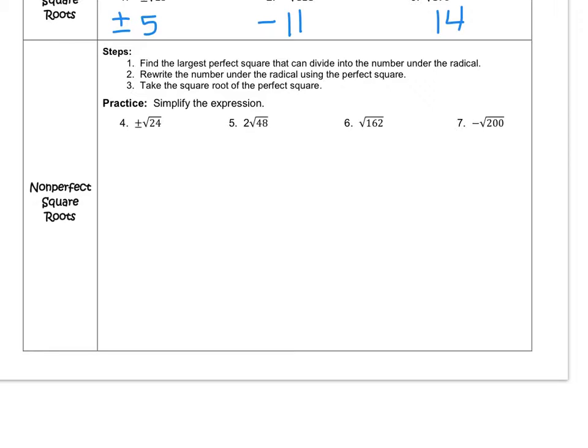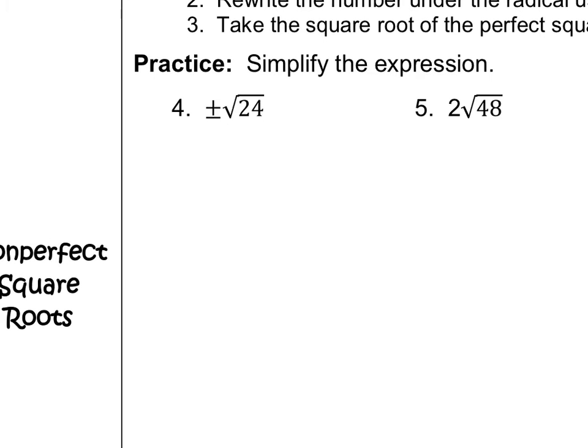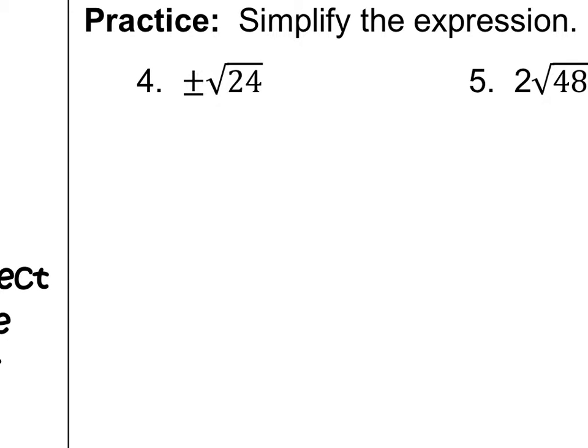The way that we do this is we follow these 3 steps right here. What we're looking for is the largest perfect square that's under here, and we're going to break this down into a multiplication problem. So this is really asking for plus or minus the square root of, and from my perfect square table above, 4 is the biggest perfect square that I can divide into 24. So 4 times 6.